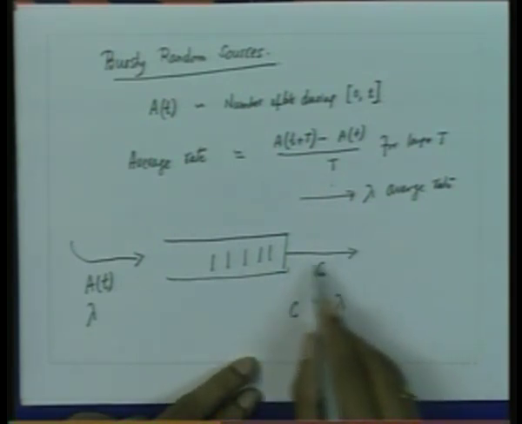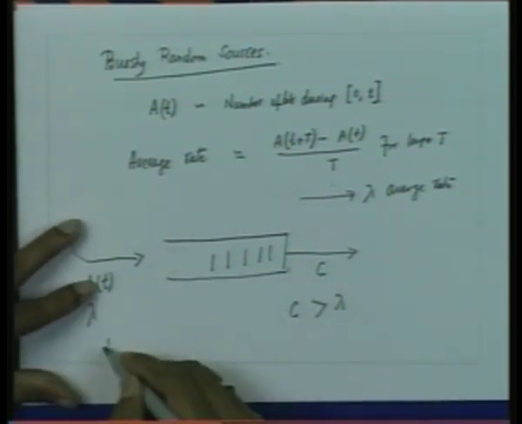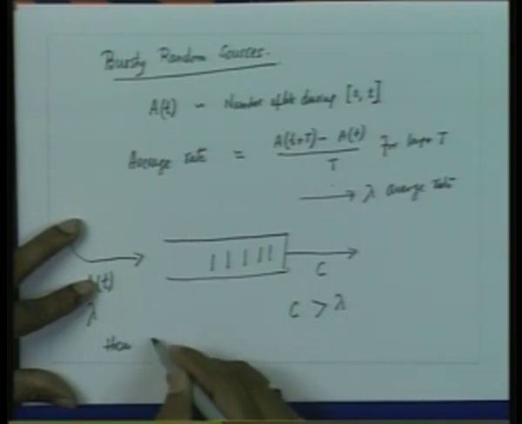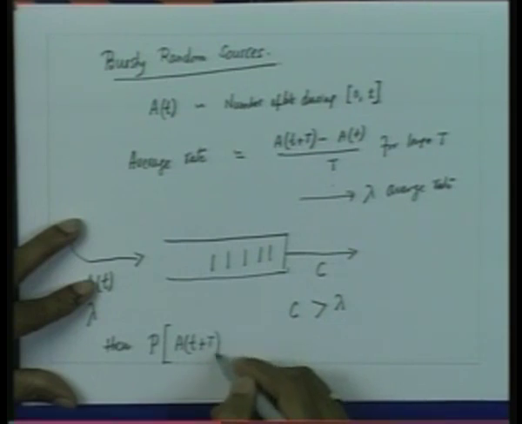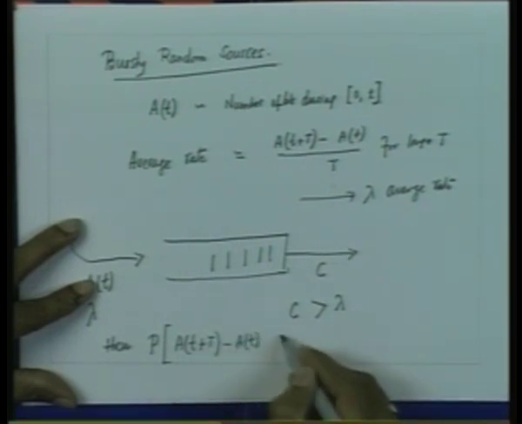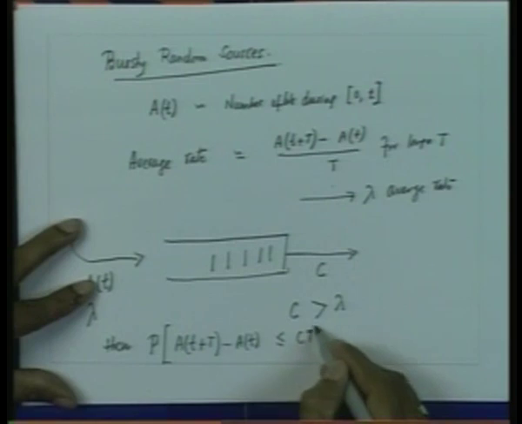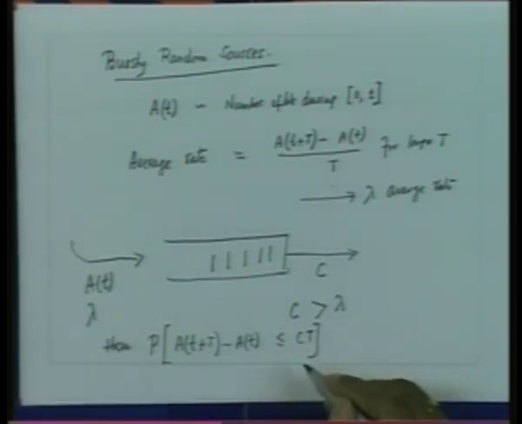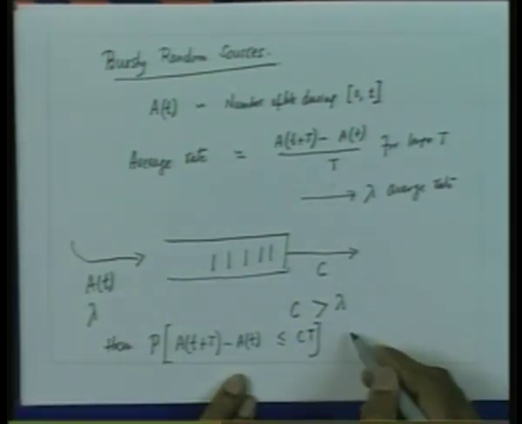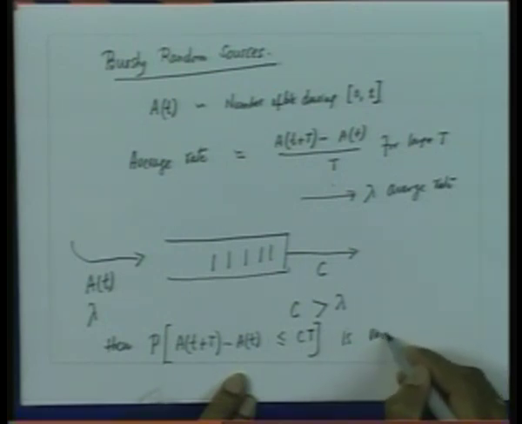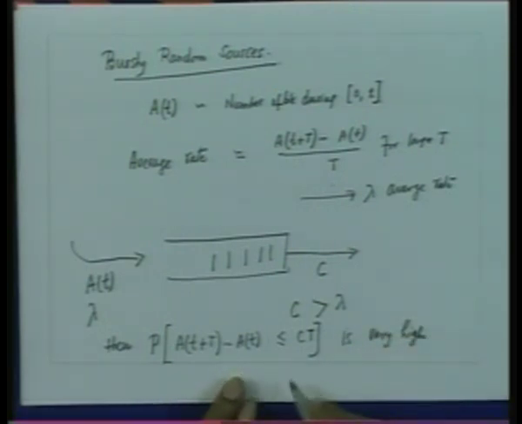Okay, so if the transmission rate is greater than lambda, then the probability that A(t+tau) minus A(t) is less than or equal to C tau, for some large values of tau, where tau is very large, will be very high. That is, the probability that the number of bits generated during this interval is less than or equal to C tau will be extremely large.